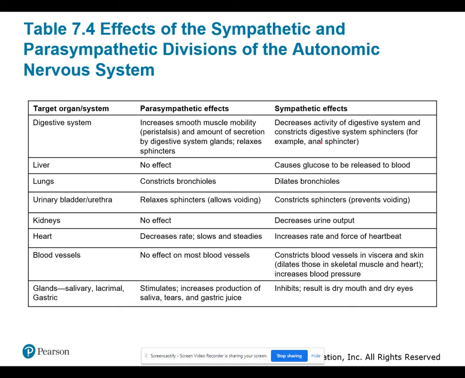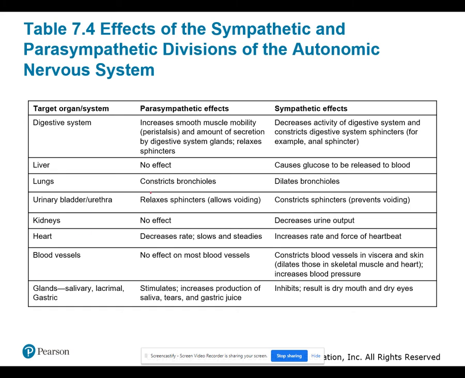So when you're in that fight or flight response, we want to release glucose to get energy, to get our bodies moving, to run, to fight, to flight. The lungs, when you're resting, the bronchioles or the passageways to your lungs constrict because you don't need as much oxygen. Whereas if you're in your fight or flight response, you want to dilate those bronchioles. You want to get as much oxygen to your lungs to help you run as much as you can.